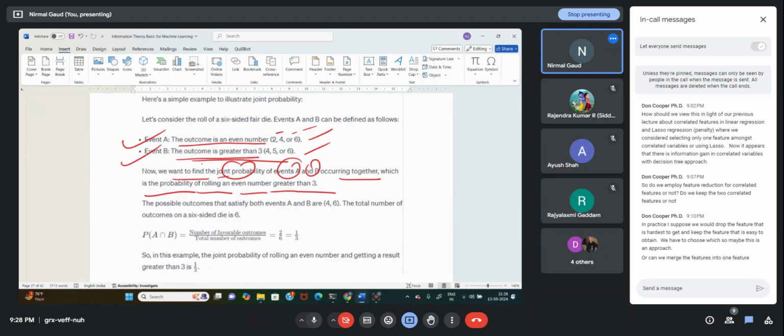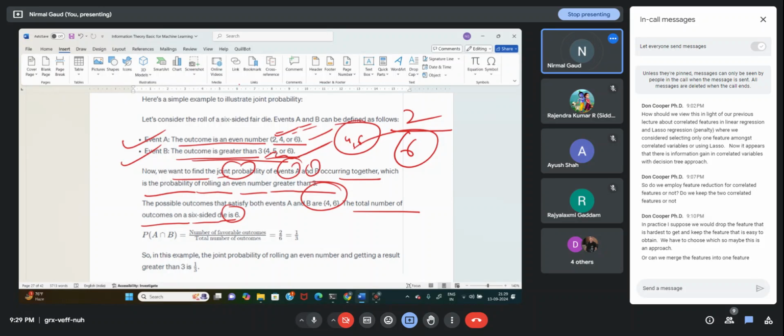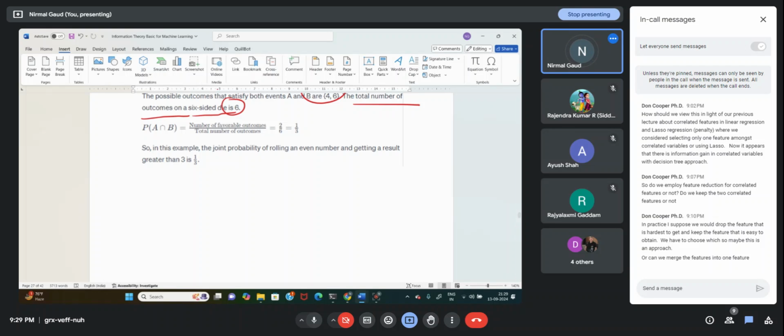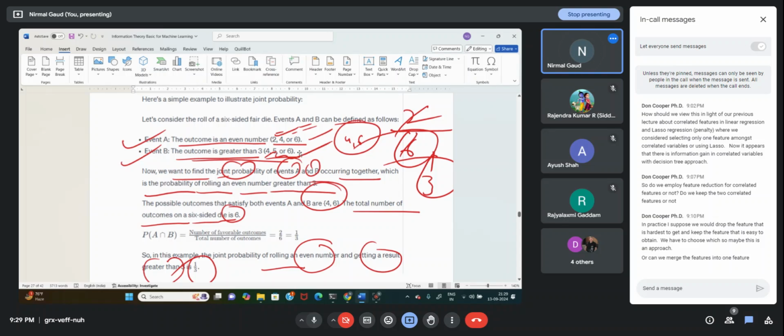We have two different events on the rolling of a die, but we are saying two different things. We are saying that an even number can come, and also that the outcome should be greater than 3. That is the second event. 2, 4, 6 are the outcomes of the first, and 4, 5, 6 of the second. 4 and 6 are common to these two. The total number of outcomes on a six-sided die is 6, in which 2 are common outcomes. So 2 by 6, that is 1 by 3. This is the joint probability. So rolling a die, getting an even number and a result greater than 3 has probability 1 by 3. I hope this made things very easy.